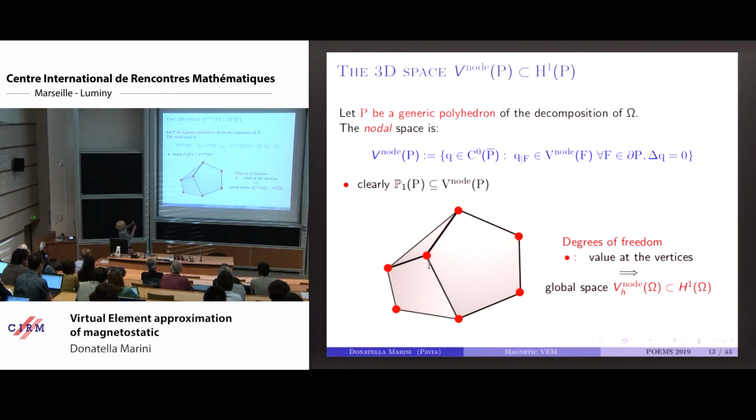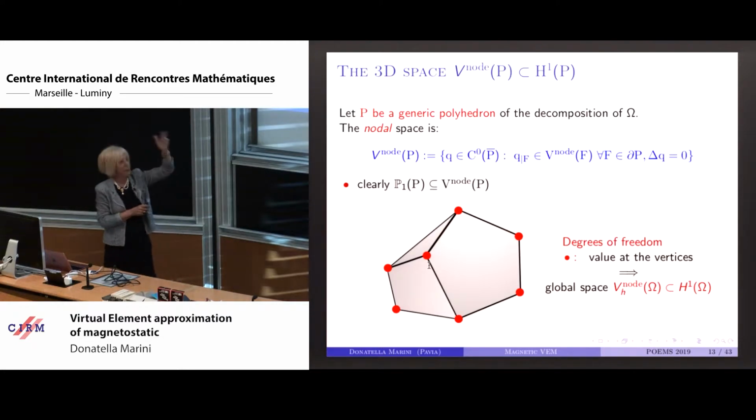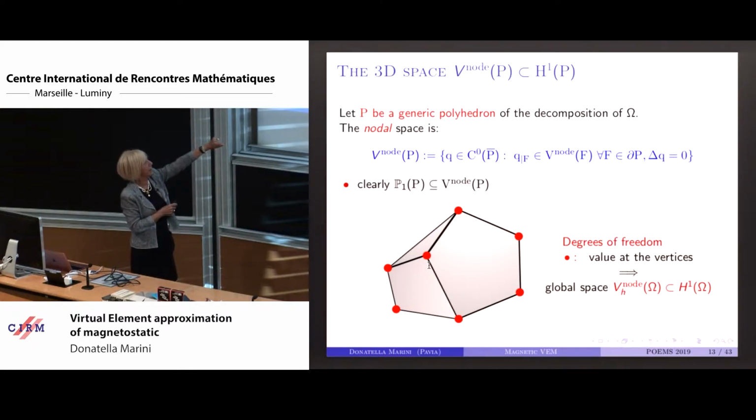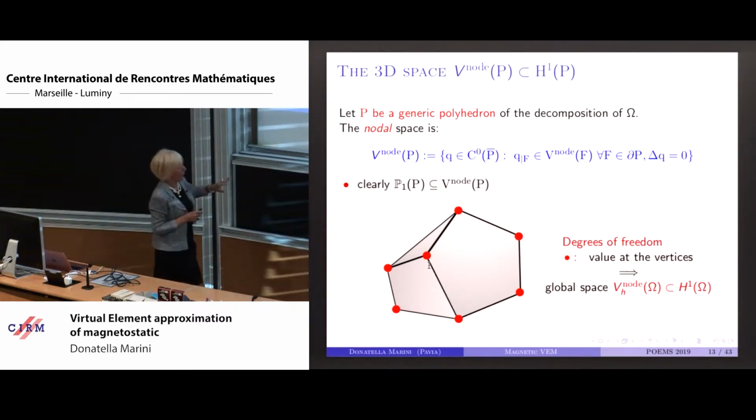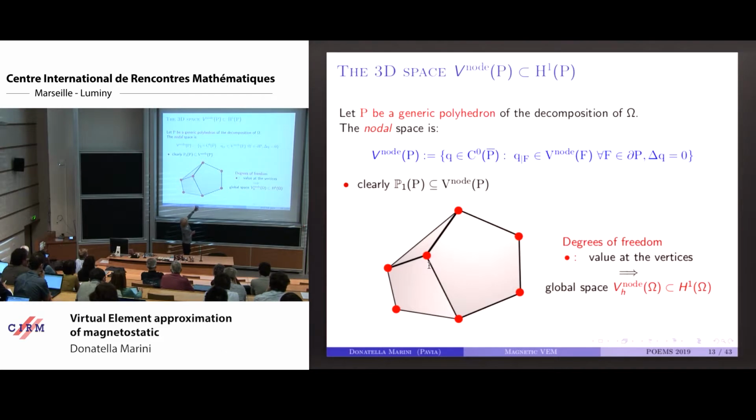Now, finally, let me go to 3D. Now we have a polyhedron, and we have to define first, like I did before, space for the scalar function. That's very easy. Will be made of functions which are continuous in P. The trace on each face will be belonging to the nodal space of the face, the space that I defined before, and harmonic inside. The degrees of freedom are simply the values at the vertices of the polyhedron. And then the global space constructed starting from here, as I said before, will be a subspace of H1 due to the continuity.